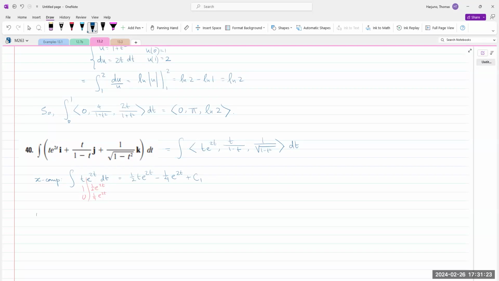The y component, the integral of t over 1 minus t dt. How do we do this?